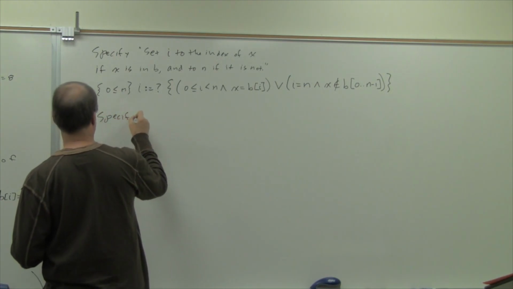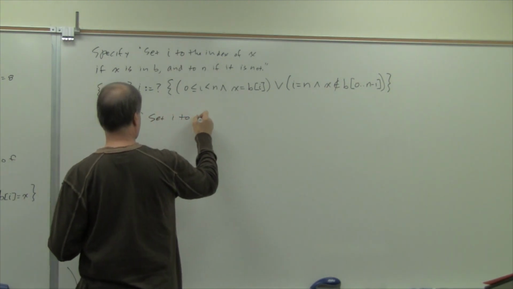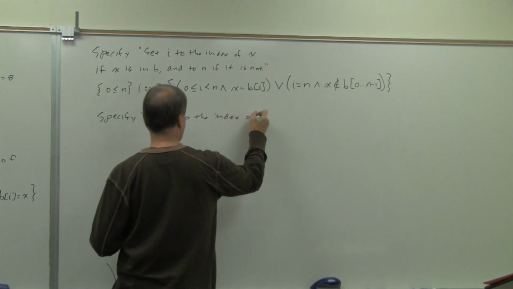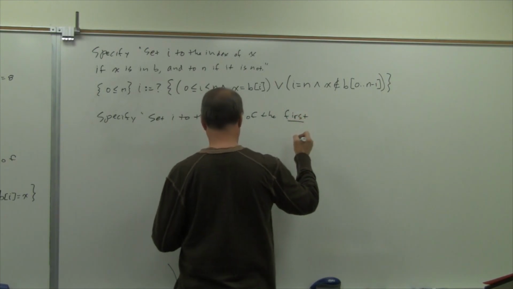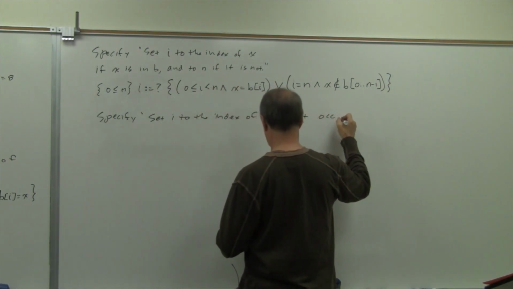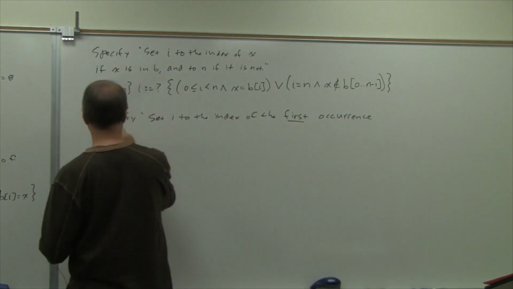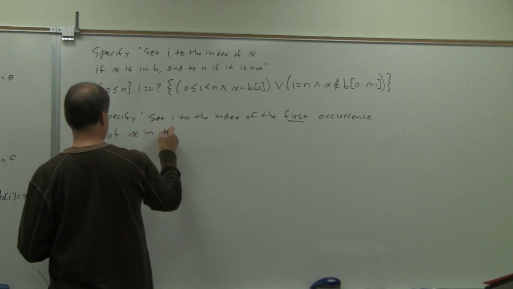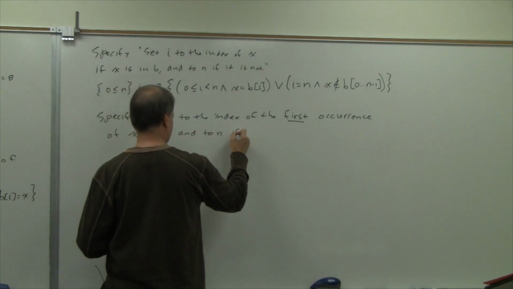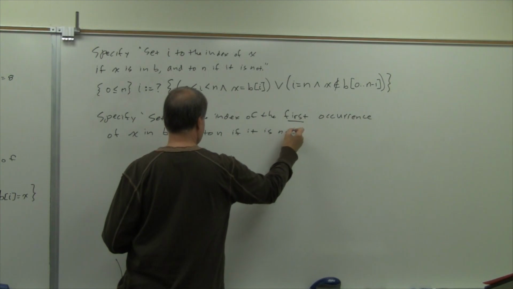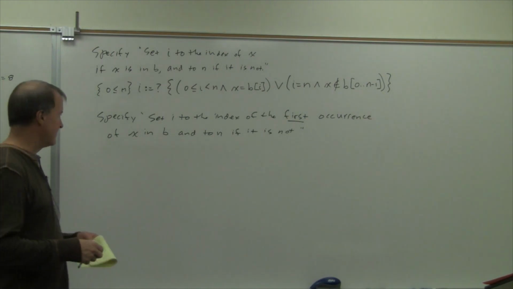Specify: set I to the index of the first occurrence of x in B, and to n if it is not. Now this one's kind of hard. To the first occurrence, okay?